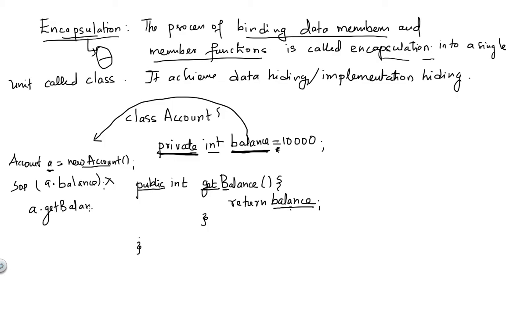Why? How come you can call the getBalance method? Because this method is public. So a public method you can definitely call outside the class, right? So I'm using getBalance, which will anyway give you back the balance, and then I will do System.out.println and I will print the balance.